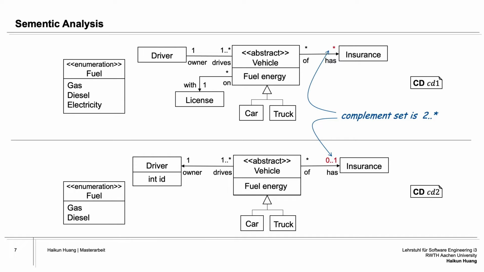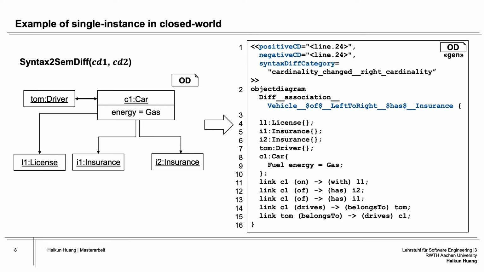This is the example, same as before, but now we only focus on the cardinality change that has been changed from star to 0 to 1. Firstly, we should calculate the complement set for these cardinalities, and the result is 2 or more. Based on the calculated complement set for these cardinalities and using the class stack and association stack, we get the final completed object diagrams on the left side.